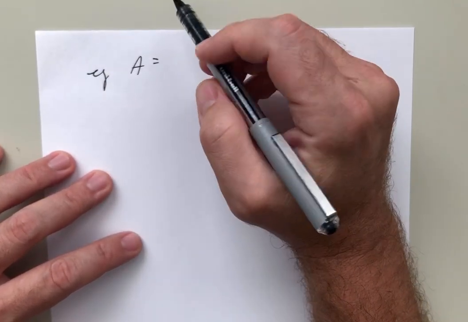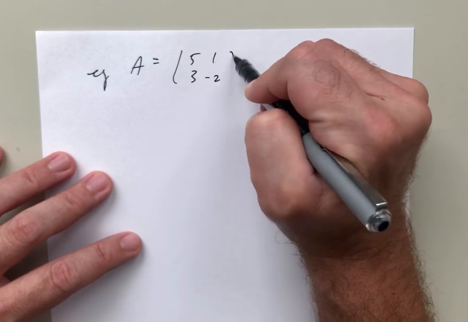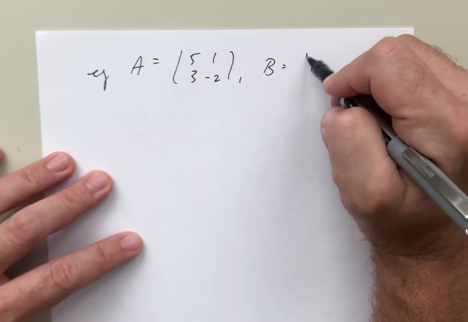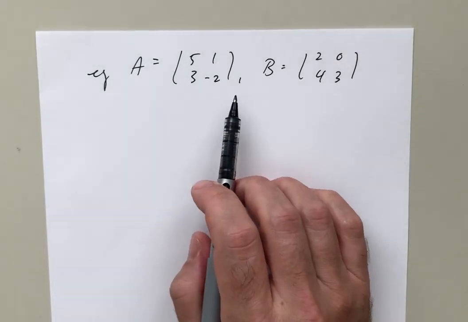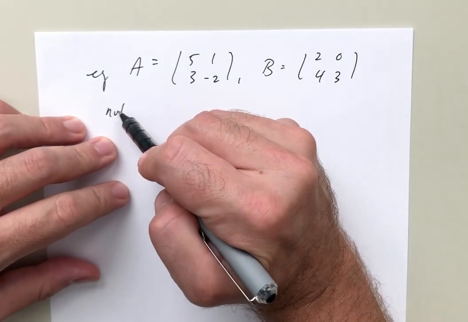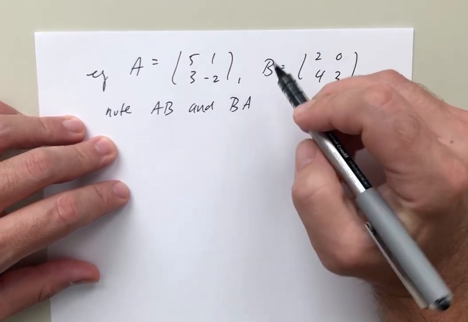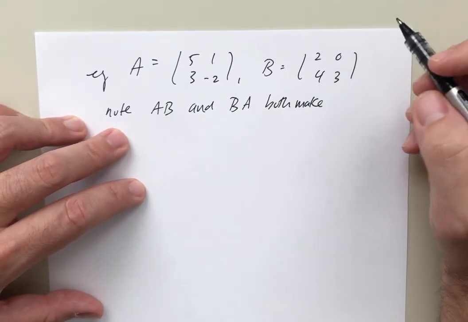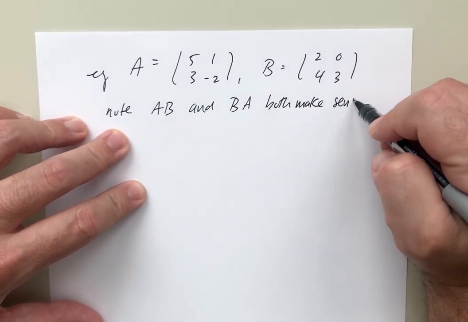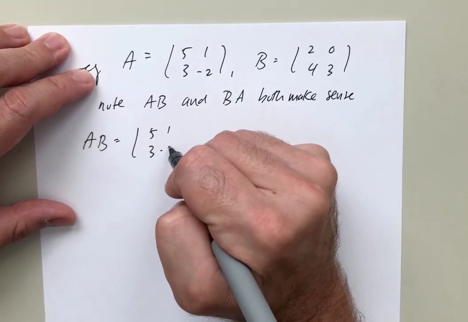If you take A and B, just as an arbitrary example to show you what this looks like in practice, these are both 2 by 2 matrices. This means that AB and BA both make sense, because you can multiply a square matrix times another square matrix of the same size. But what do you get for AB? Let me just do one of them.